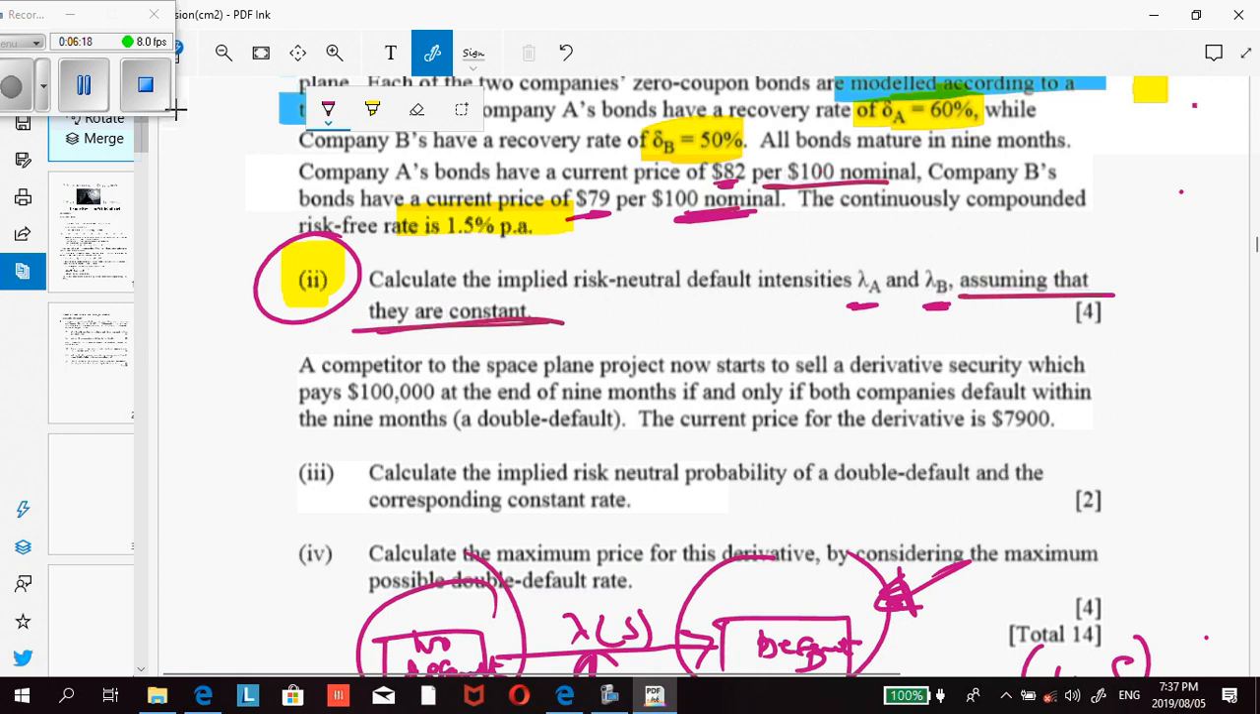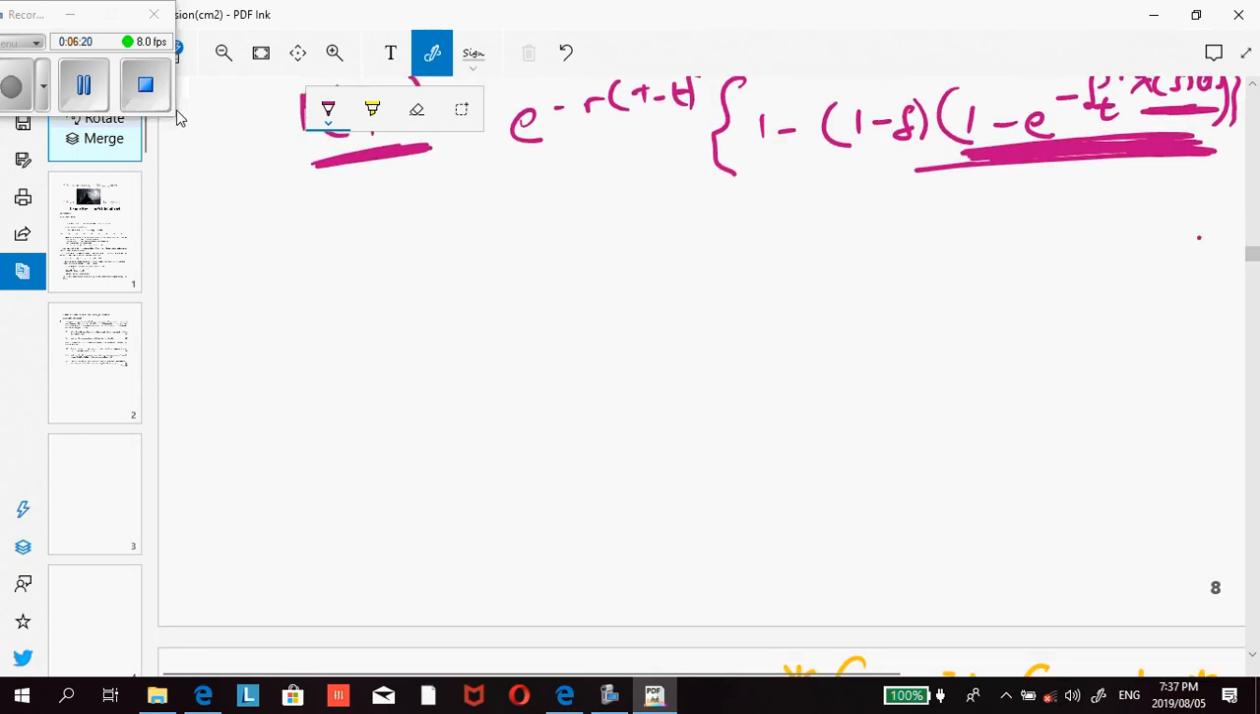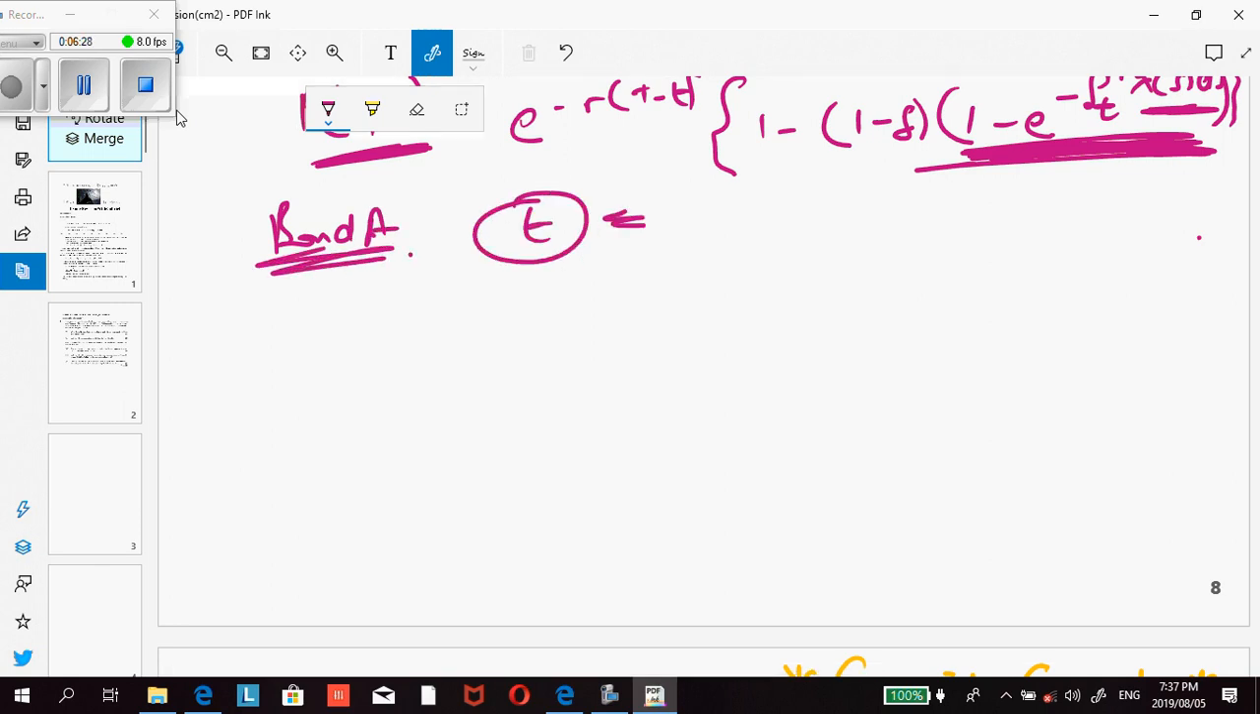Now, for bond A, under the two-state model, we know our initial time is 0 here, and our final time is 9 months. But please be careful, you cannot work with 9 months, as you are given your risk-free rate per annum. So these and this must match.